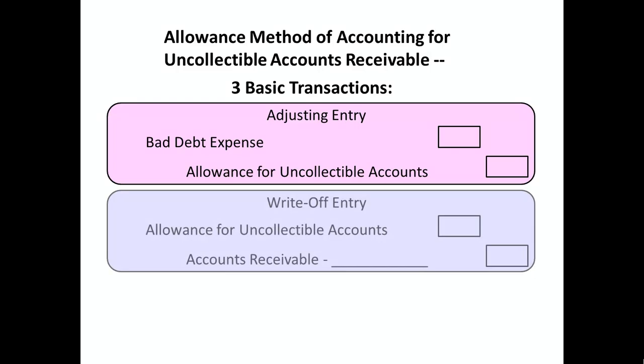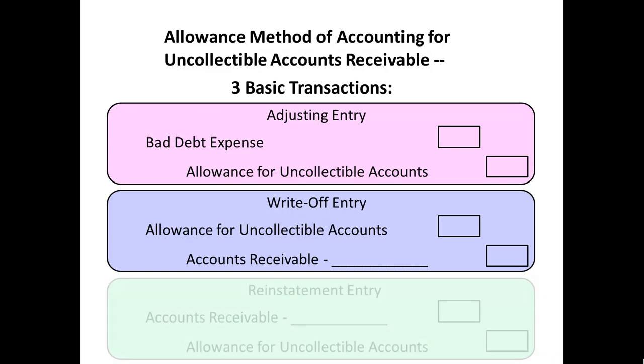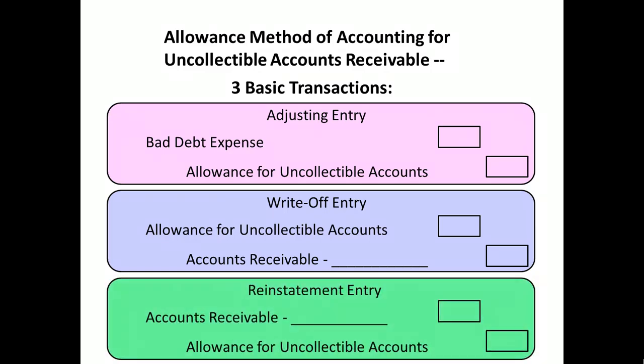Then there's the write-off entry, when you know whose account is uncollectible: decrease allowance for uncollectible accounts on the left, and decrease accounts receivable on the right. And there's the reinstatement entry, the reverse of the write-off entry. So increase accounts receivable on the left, and increase allowance for uncollectible accounts on the right.